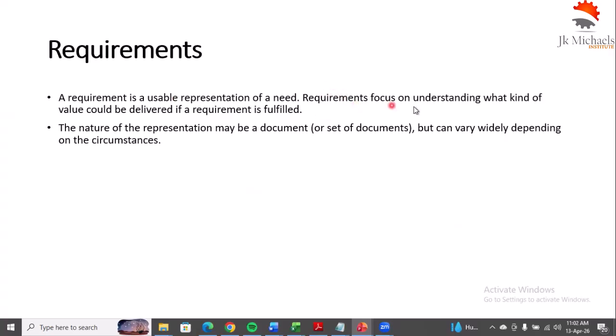Requirements, a lot of times, focus on understanding the kind of value that will be delivered if a requirement is fulfilled, right? So yes, we want to do a little bit of understanding of the need. We want to be able to describe the need. We want to be able to investigate and analyze the need. We want to be able to understand the kind of value that we'll extract from fulfilling this need.